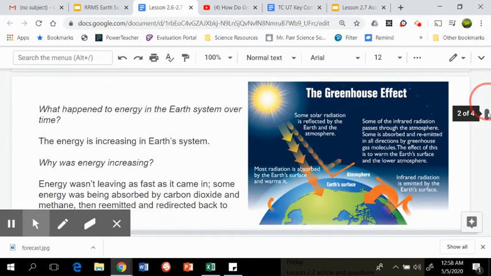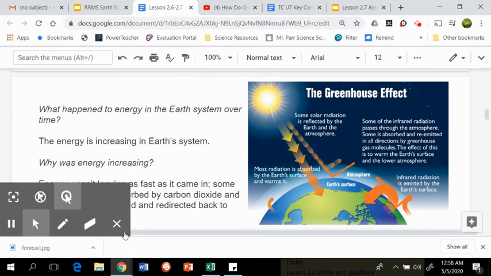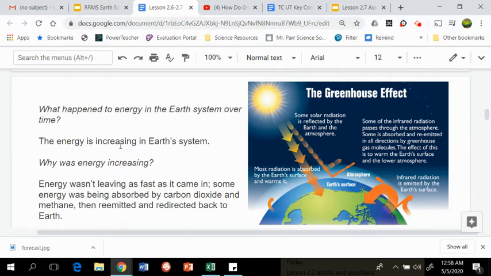All right, so what happened to the Earth system over time? The energy is increasing in Earth's system. Why was energy increasing? Energy wasn't leaving as fast as it came in. Some energy was being absorbed by carbon dioxide and methane, then re-emitted and redirected back to Earth.